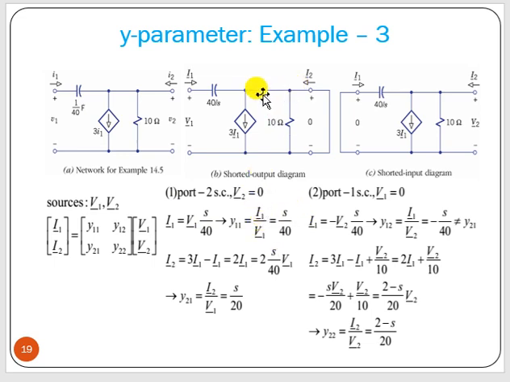Now I2 equals what? I1 plus I2 equals 3I1, this current. So I2 equals 3I1 minus I1, so that is 2I1. I1 we already know.